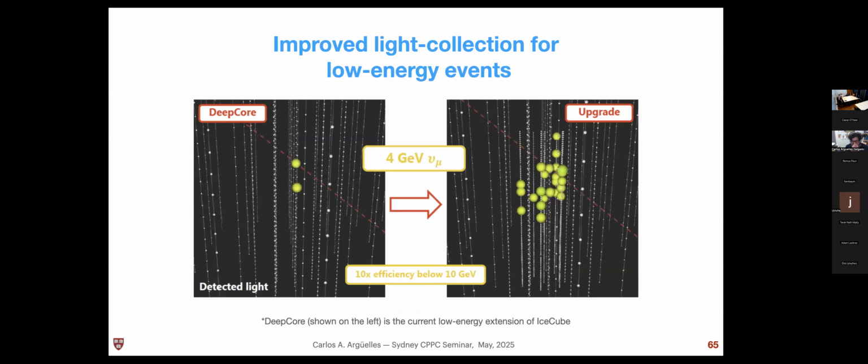So what does it mean for low energy physics? Currently, if we have a low energy neutrino event at 4 GeV, it looks like this on the left, in the DeepCore, which is the innermost part of IceCube. And then this is how we look in the upgrade. And this is really good. It's not particularly useful for astrophysics, but for things like atmospheric neutrino oscillations, it's a really big game changer.